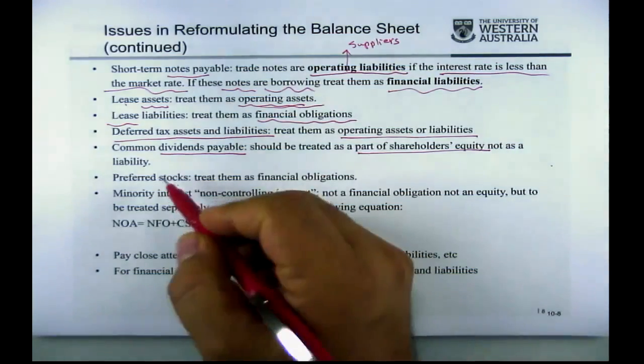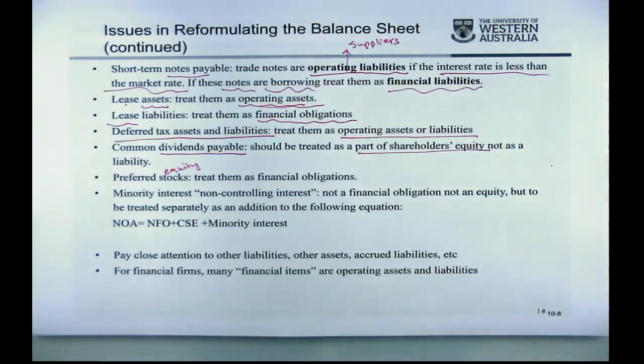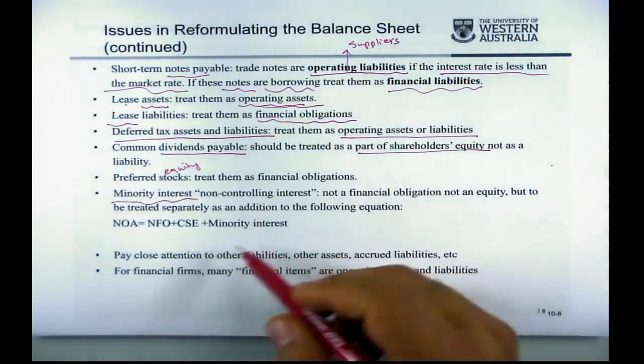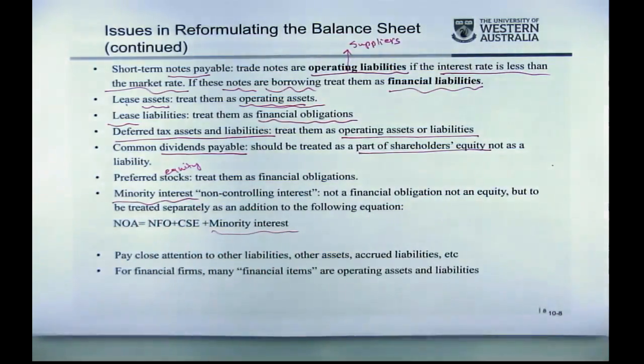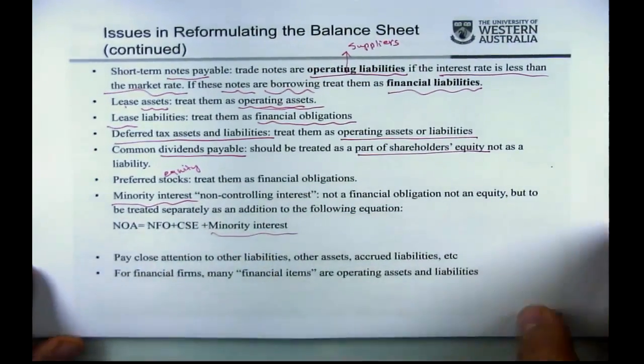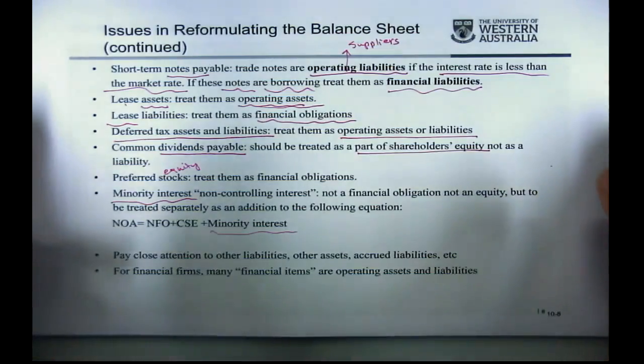Preferred stocks or equity, sometimes this is called preferred equity. Straightforward, it is a financial liability. Okay? Minority interest or minority equity, again, is to be treated as a separate item and added to the equation like this, okay? It is an additional item to the equation.